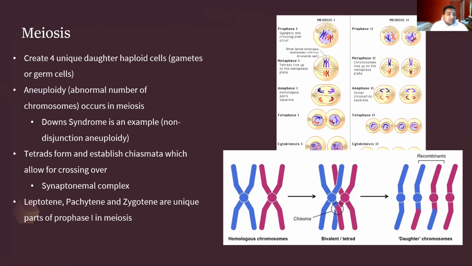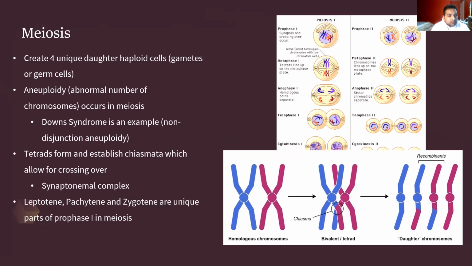Okay, so meiosis is where we're creating 4 unique daughter haploid cells, so gametes, germ cells. This is our sperm or eggs. So, aneuploidy, which is an abnormal number of chromosomes. This is something like trisomy 21, also known as Down syndrome. It's going to occur in meiosis. Down syndrome specifically is an example of a non-disjunction, which means that we have an extra chromosome. An extra chromosome was pulled over in the creation of the germ cell.